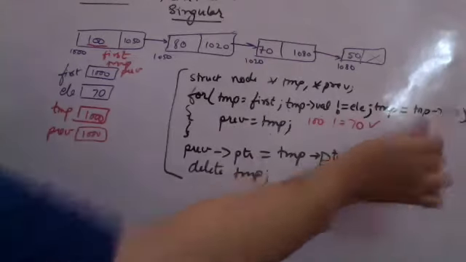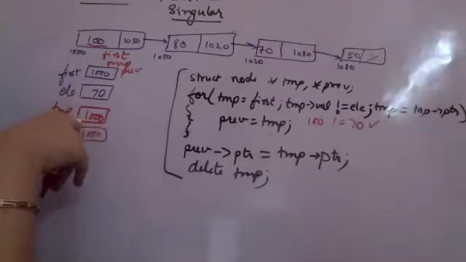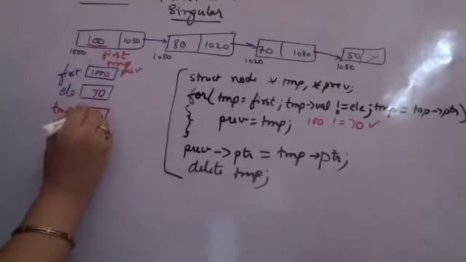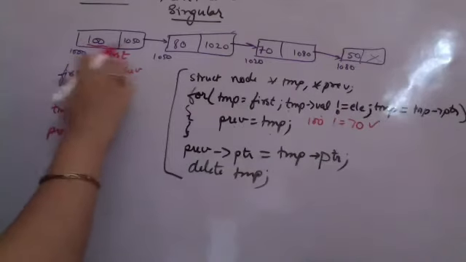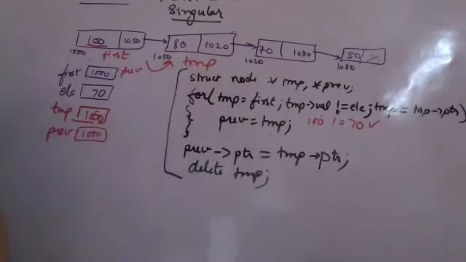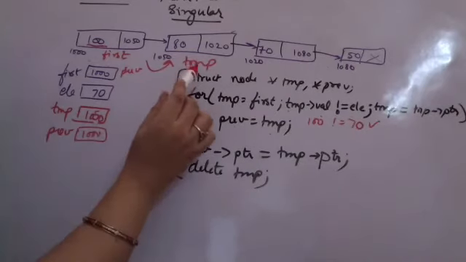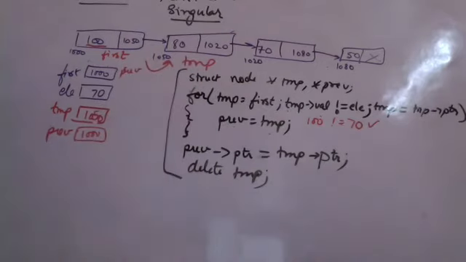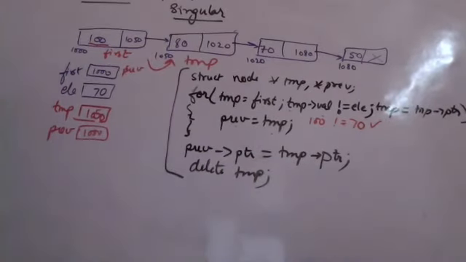Temp is equal to temp pointer. Temp is equal to 1000's pointer. 1000's pointer is 1050. So temp becomes 1050. So temp is no more here. It has moved to the next node in the list. Temp is now pointing to the second node in the list.